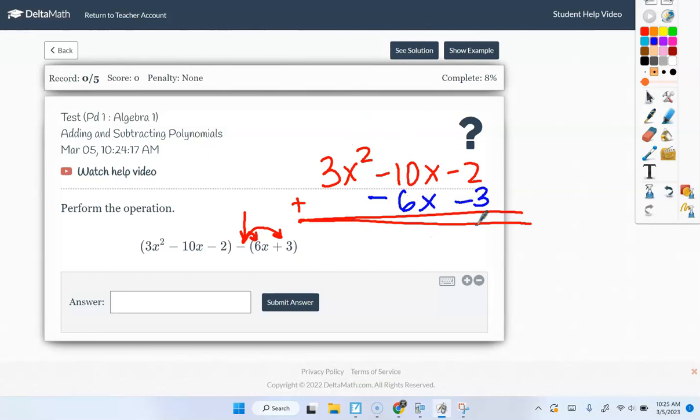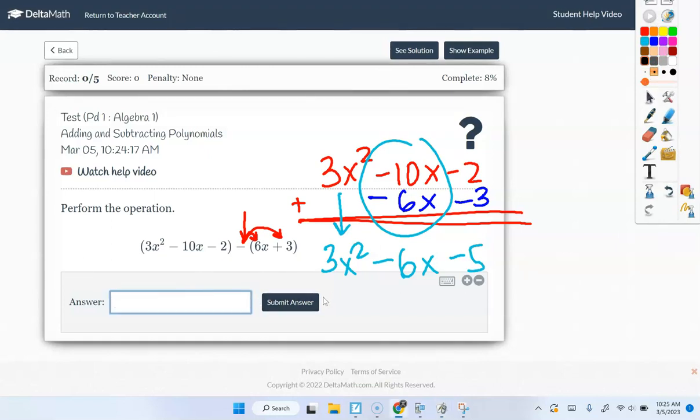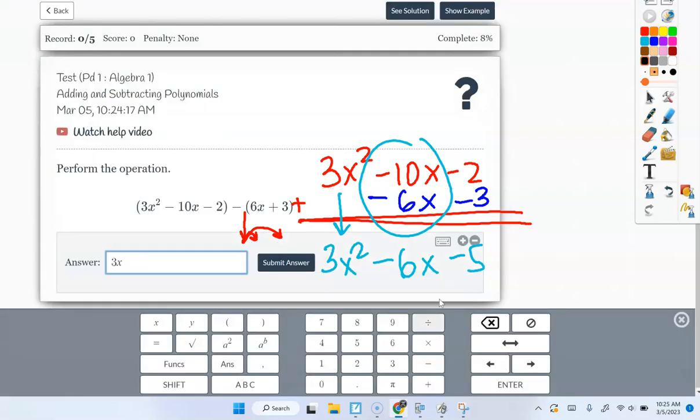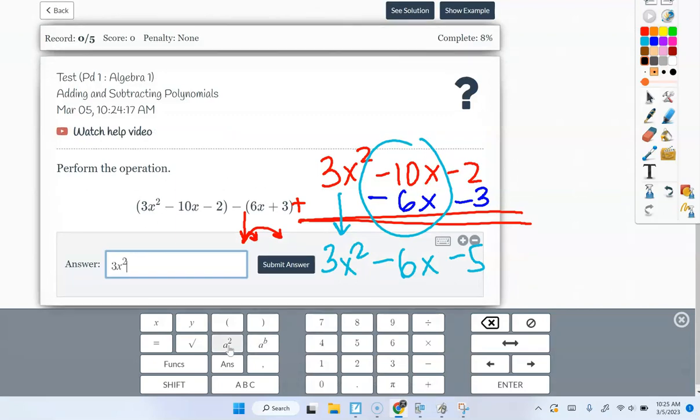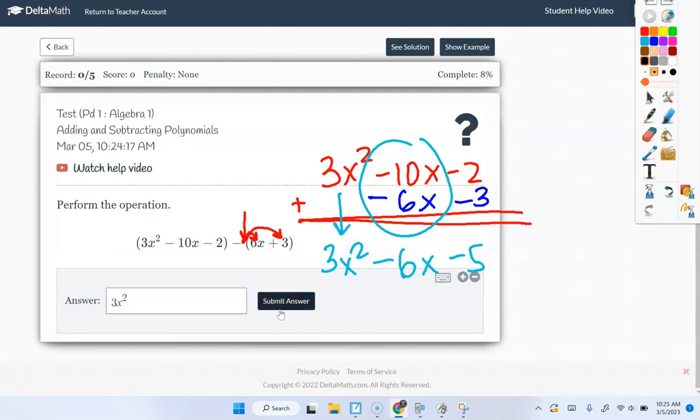So you notice I've lined these up vertically instead of horizontally because I like to combine my like terms this way. There's nothing to combine here. Negative 10 take away 6 is negative 16, and negative 2 minus 3 is negative 5. So you're going to type that down here in your box, and in order to get an exponent, you can either press Shift 6 or you can use this delta keyboard. You can use this delta keyboard here and you can get an exponent, or you can type Shift 6 yourself. So 3x squared minus 6x minus 5.